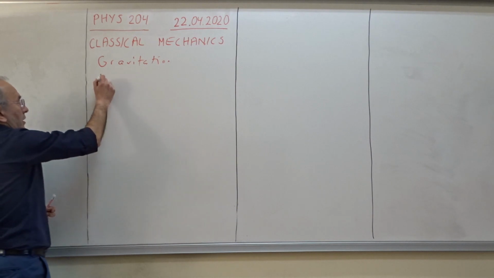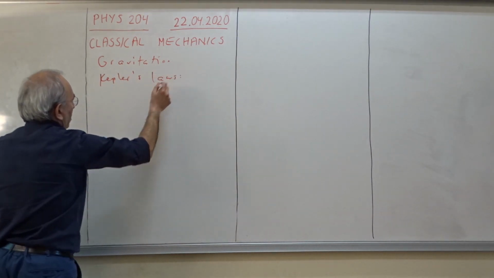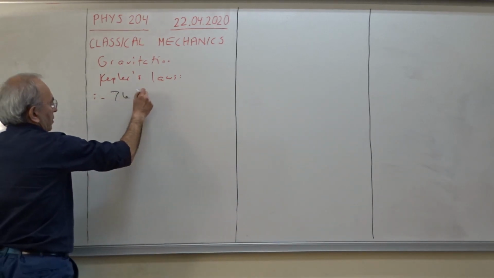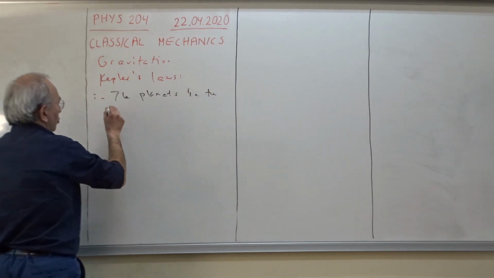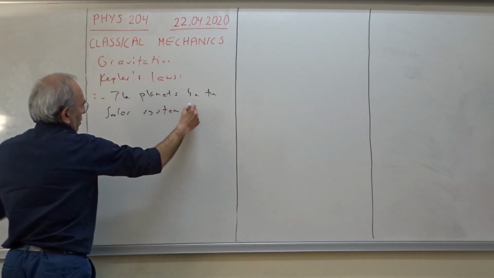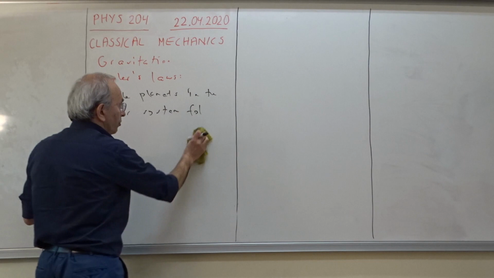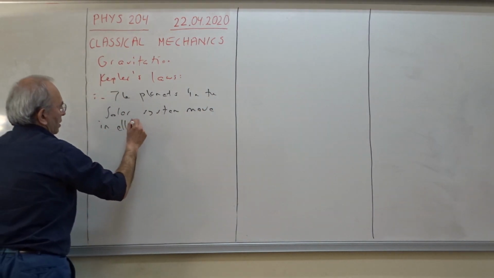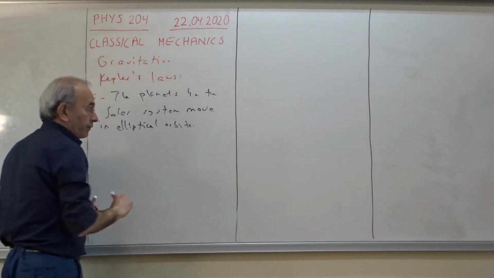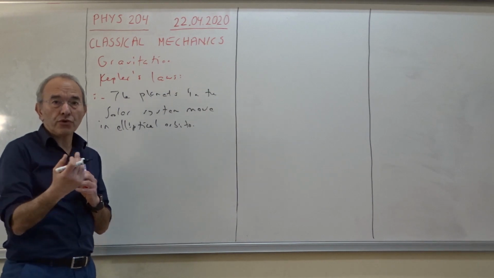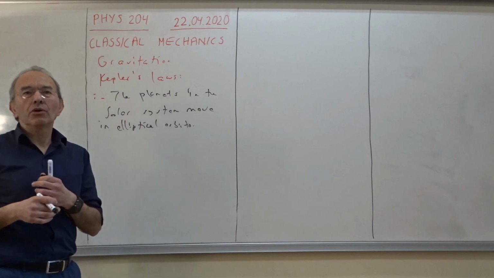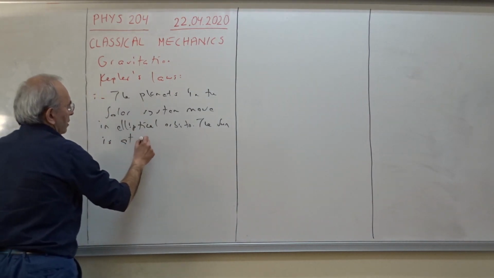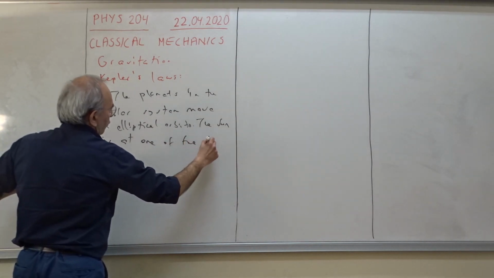How do you state those 3 laws in words? They can be said like this: Kepler's laws. For instance, 1, the planets in the solar system move in elliptical orbits, with the sun, which is the reason for those planets to revolve in elliptical orbits, at one of the foci. Foci is the plural of focus.